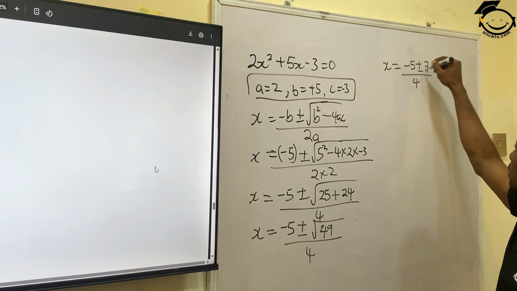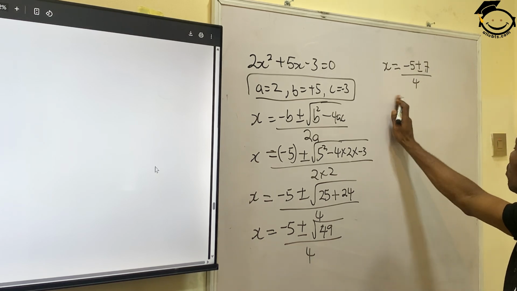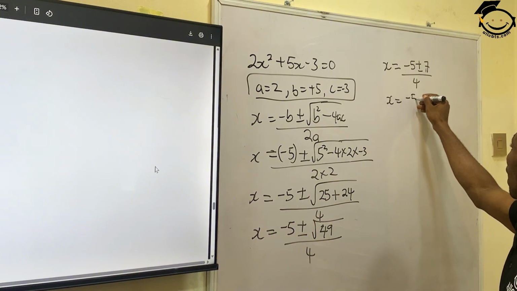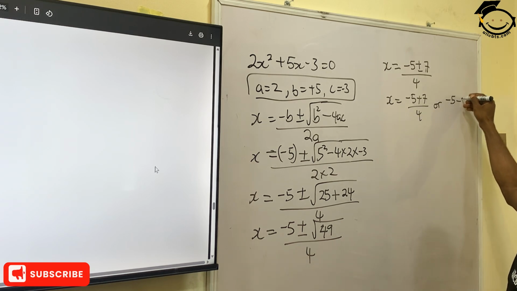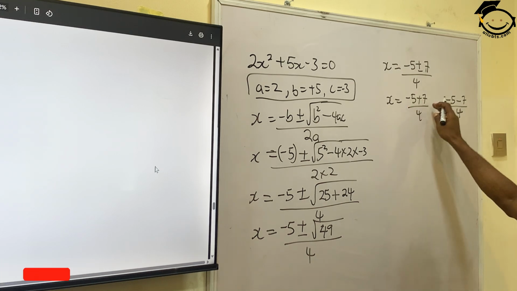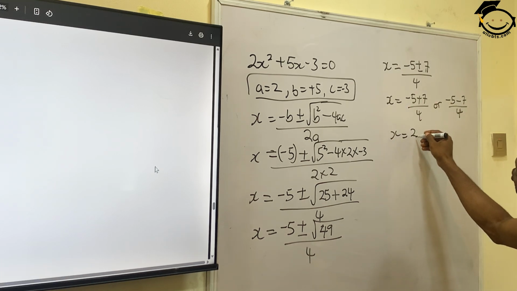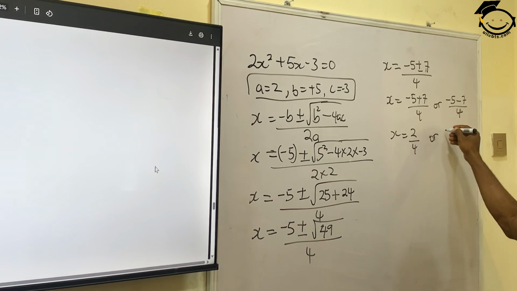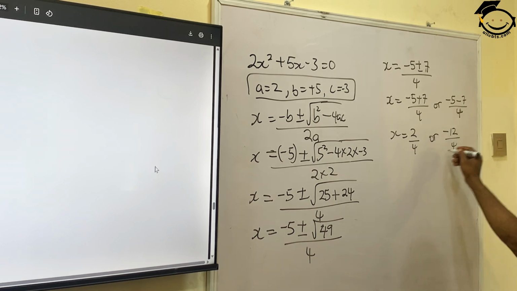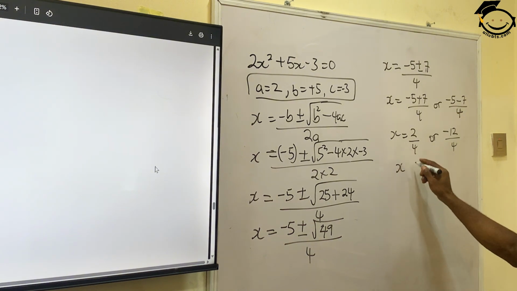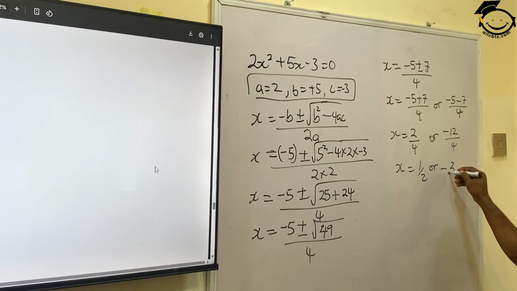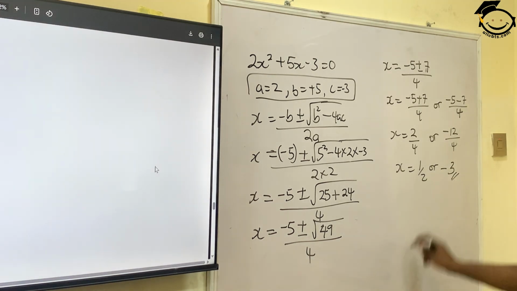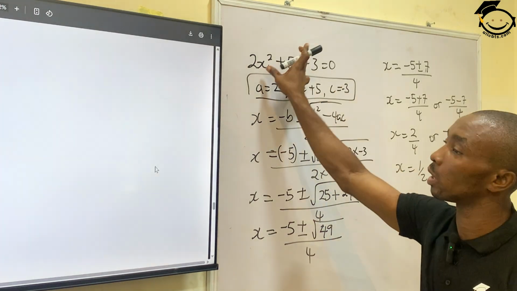Now we can separate our signs to become x equals minus 5 plus 7 over 4 or minus 5 minus 7 over 4. Minus 5 plus 7 will give us 2 over 4 or minus 12 over 4. So the values of x will become half or minus 3. This will give us the values of our x for this quadratic equation.